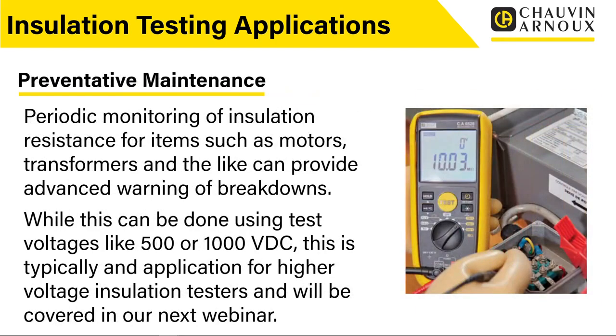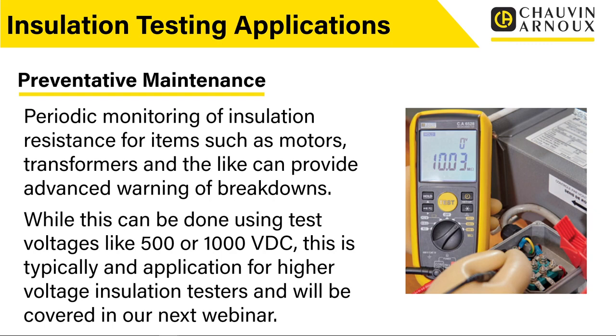Now, the other application, and again, this crosses over more with what we're going to talk about in the next webinar, is preventative maintenance. Periodic monitoring of insulation resistance for items such as motors, transformers and the like can provide advance warning of breakdowns. While this can be done using test voltages like 500 volts or 1000 volts DC, this is typically an application for higher voltage insulation testers and will be covered in our next webinar.